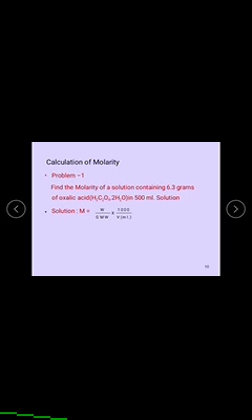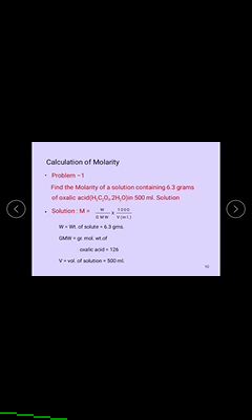Calculation of the molarity. How to calculate the molarity of particular solutions? Example 1. Find the molarity of the solution containing 6.3 grams of oxalic acid, H2C2O4·2H2O, in 500 ml solution. For this problem, first of all, we have to write the given data. For this solution, we use the formula M is equal to W by GMW into 1000 by V.